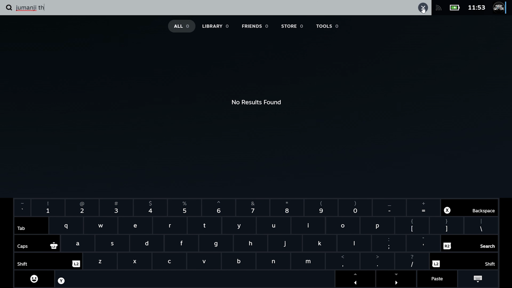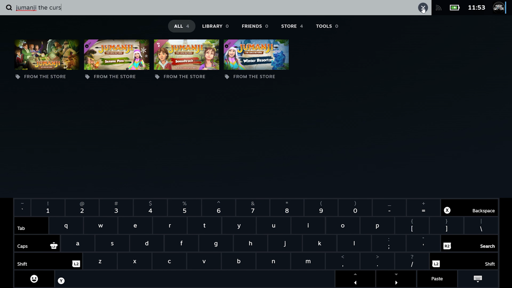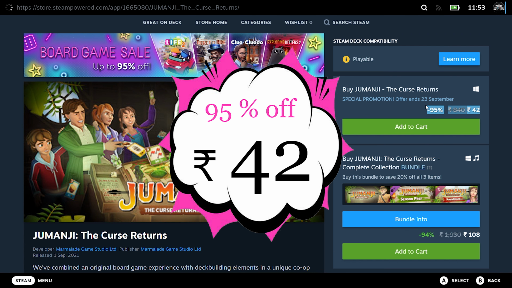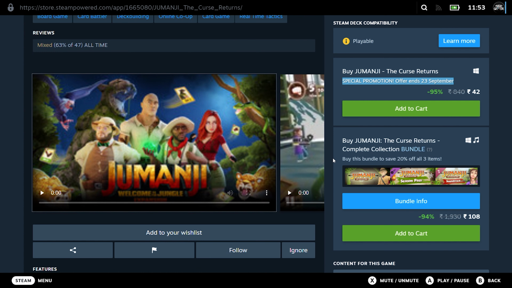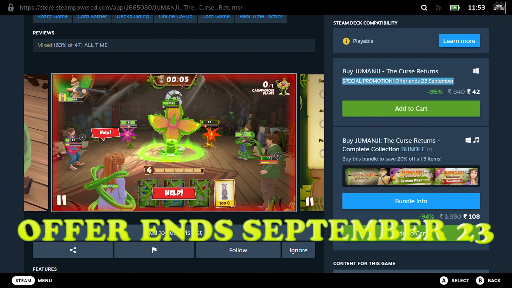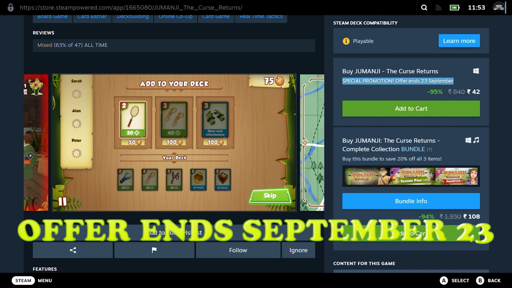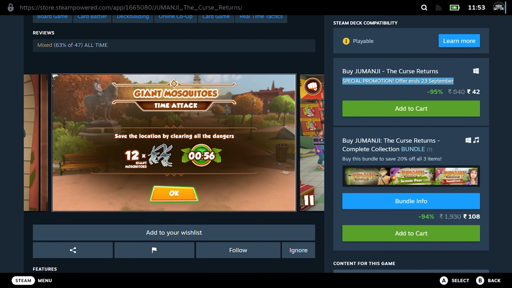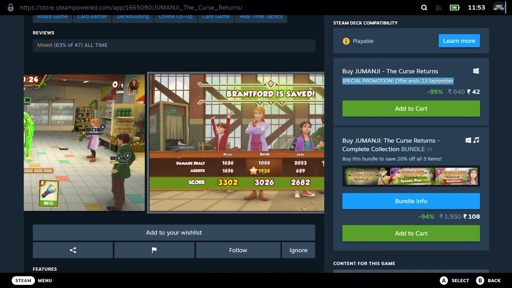Jumanji: The Curse Returns. Okay, here is the game. Oh, Jumanji. The price is $42. And it is at a stunning offer of 95%. The offer ends on September 23rd. Go and purchase and play the game quick, enjoy it.